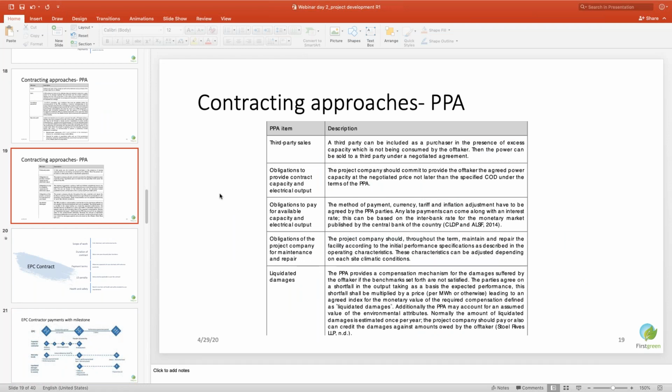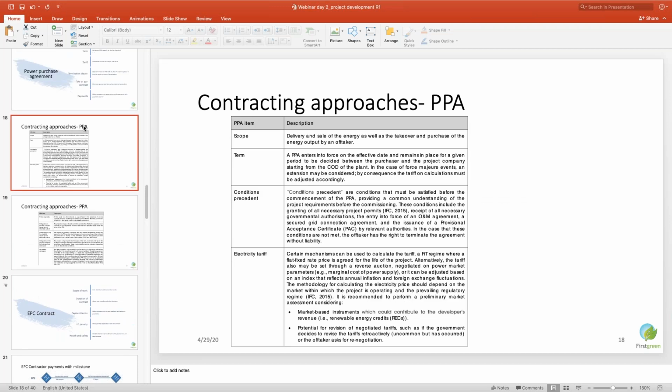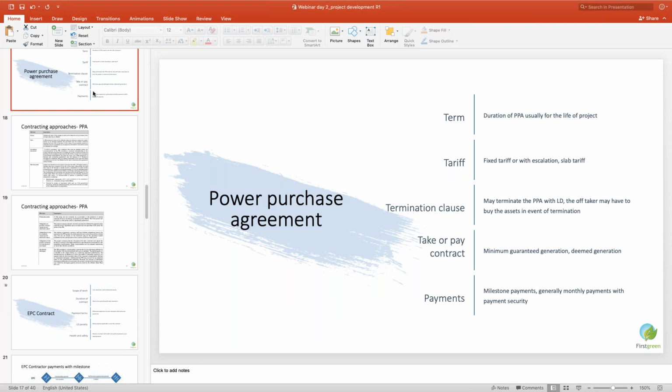The other issue we were discussing was about the PPA related issues. I will discuss a couple of them. One is the LD clauses. What if people do not pay you as a part of your PPA? If it is a third party, then there is a take or pay clause, and as a part of termination, the off-taker has to buy those assets. That is the LD clause. That is the stringency in this.